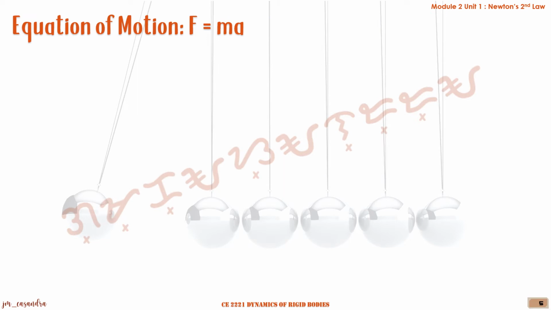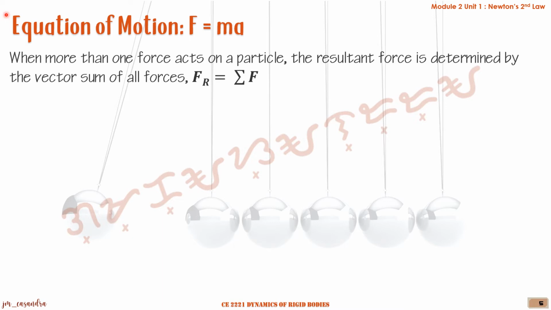So next we have the equation of motion, which we have defined as F equal to m times a. Whenever there is more than one force acting on a particle, the resultant force is determined by the vector sum of all the forces acting on that particle. Thus we have the resultant force equal to the summation of the forces acting. Thus, we could also write that the summation of the forces acting on a body can be computed as m times a. Okay? So let's see. We have here a particle which is acted upon by F1 and F2.